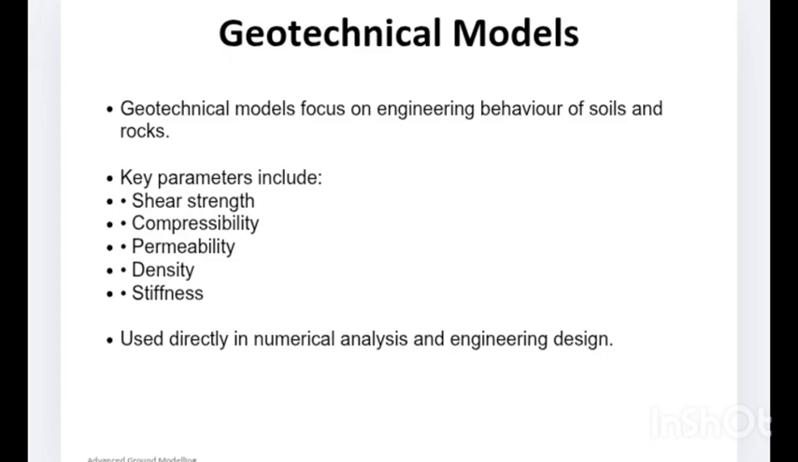And the third one is permeability. Permeability measures how easily water flows through soil or rock. This affects seepage, drainage, consolidation and groundwater flow. The next is density. Density influences load bearing capacity and compaction characteristics. And the fifth parameter is stiffness. Stiffness determines how much deformation occurs under stress.